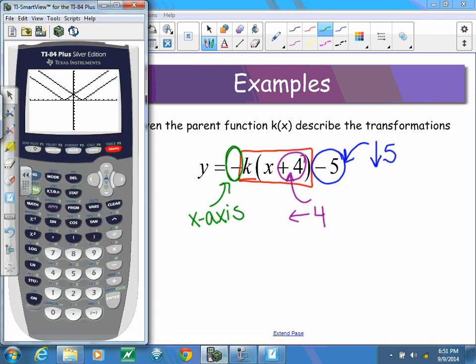So I just kind of want to take you back to the graph. Let me see where I'm at time-wise. All right, I've got just a couple minutes. Just to kind of show you what's happening.